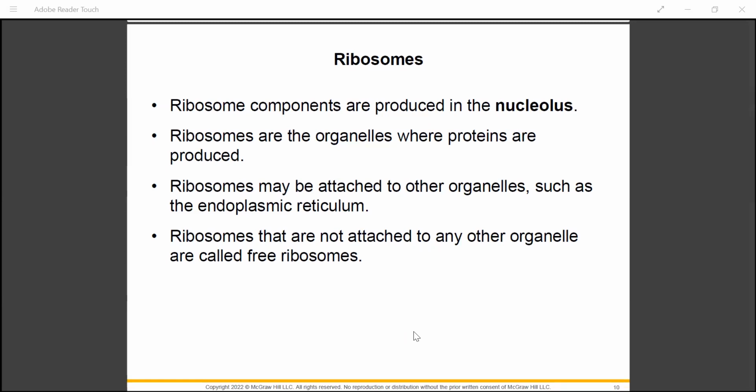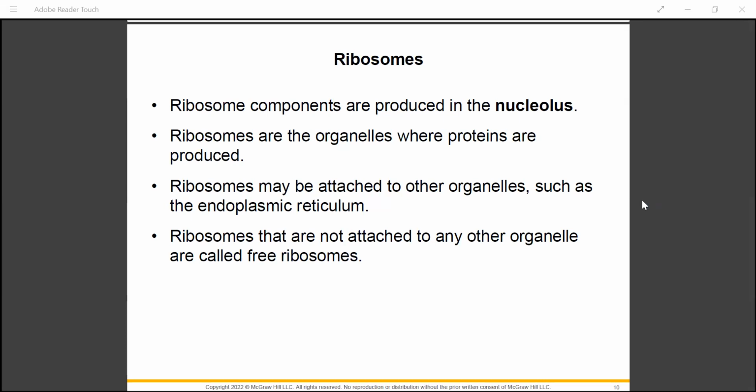Okay, ribosome components are produced within the nucleolus, and our ribosomes are where proteins are actually produced. Our ribosomes can read the instructions on our genes and actually make the protein that it's told to make. Sometimes they're attached to other organelles. One example of this is our rough endoplasmic reticulum.